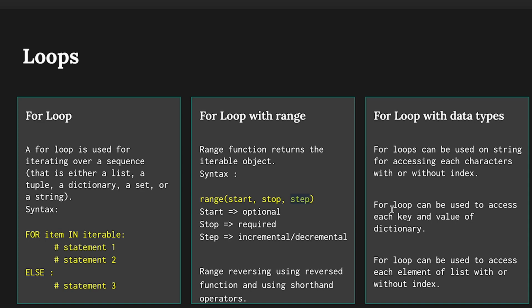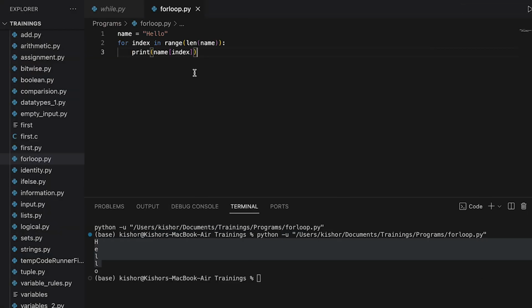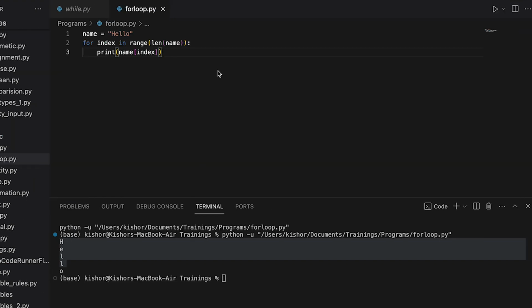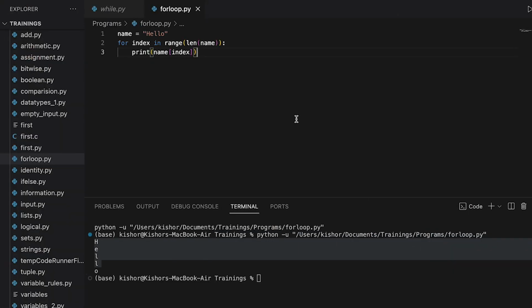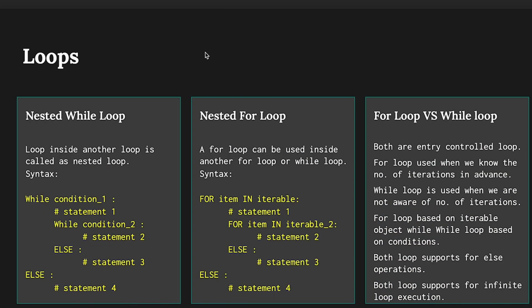A for loop can be used to access each key and value of a dictionary. If we declare a dictionary and have to use a for loop on the dictionary, we can still use a for loop. A for loop can be used to access each element of a list with or without index. As I have shown here previously, we can declare a list and with the help of the length of the list we can access it with the help of an index. So yeah, like a while loop we can use a nested for loop also.